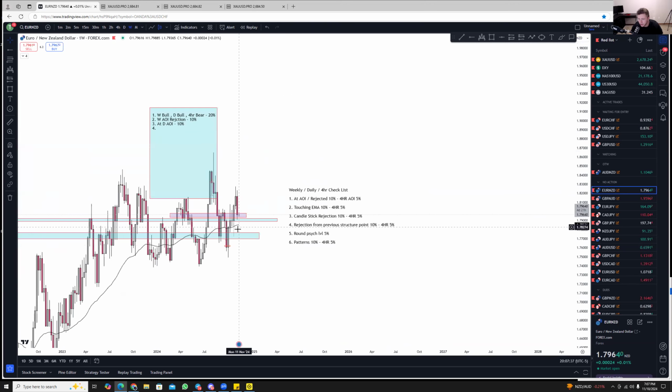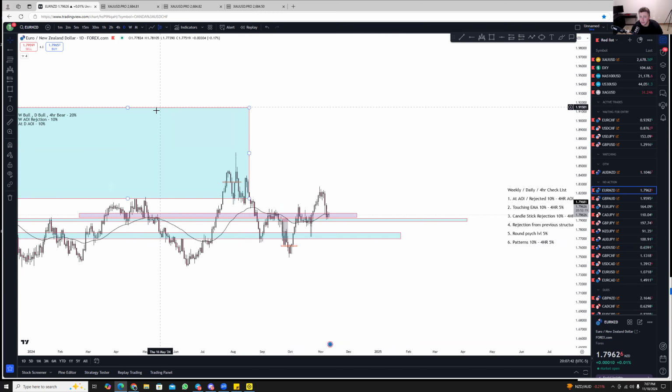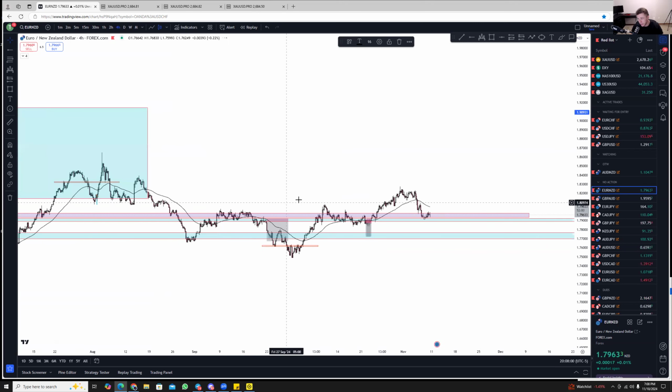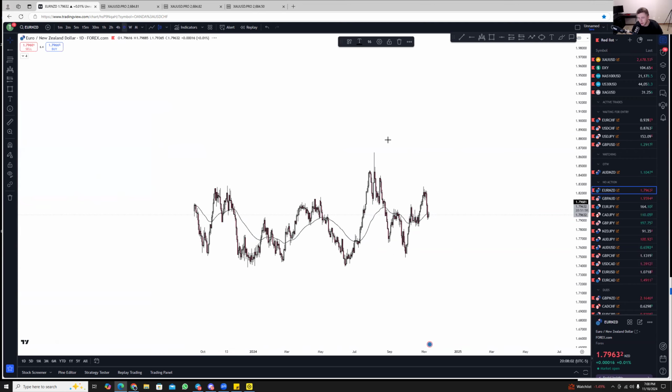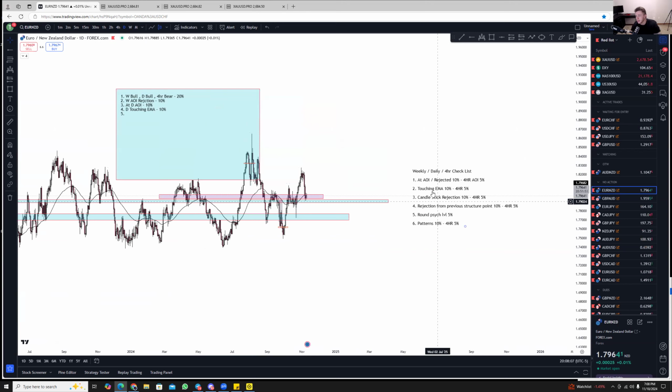Number two, touching EMA. Weekly, do we have a touching or rejection? No. Daily, we are touching the EMA. So let's write that down. Daily touching EMA, which is equal to 10%. 5. Do we want to even look at the 4 hour? You also got to keep in mind that our 4 hour is against the trend currently.